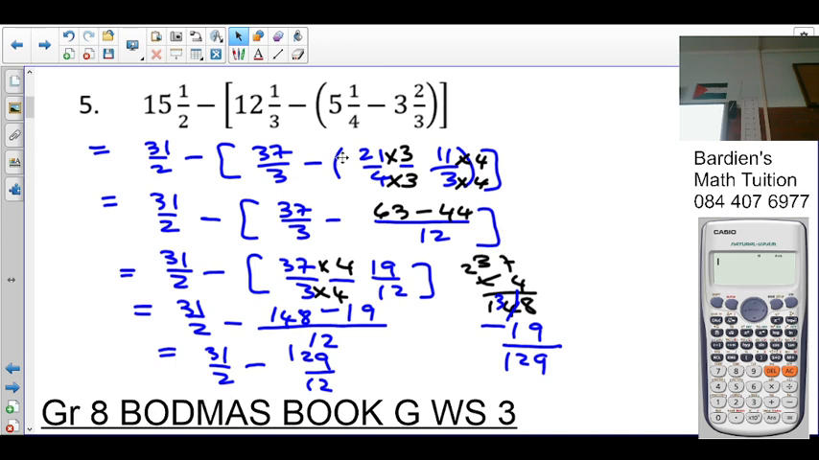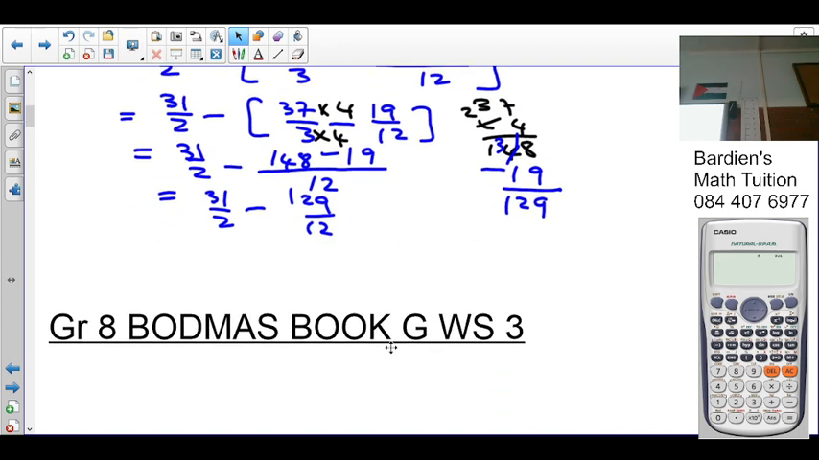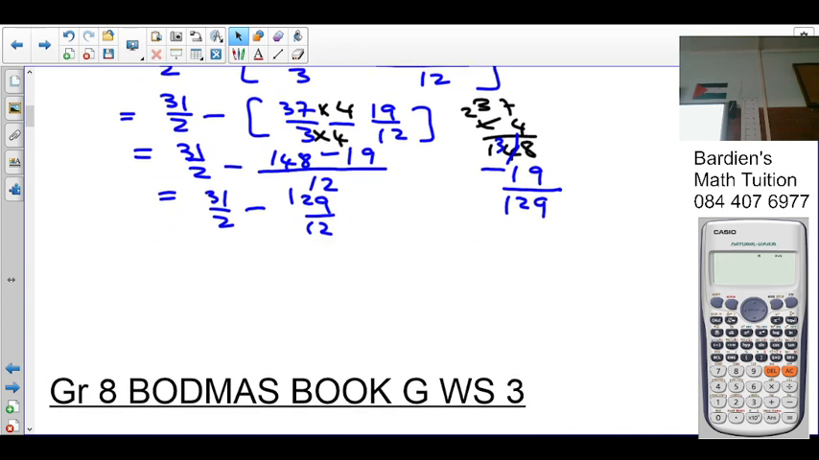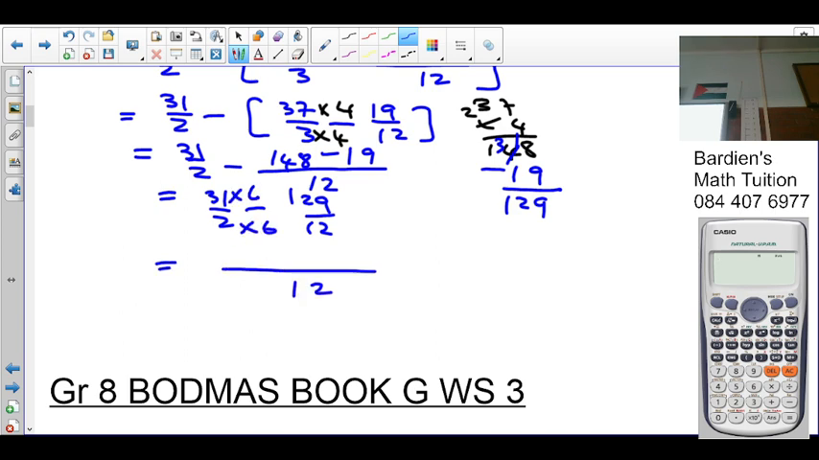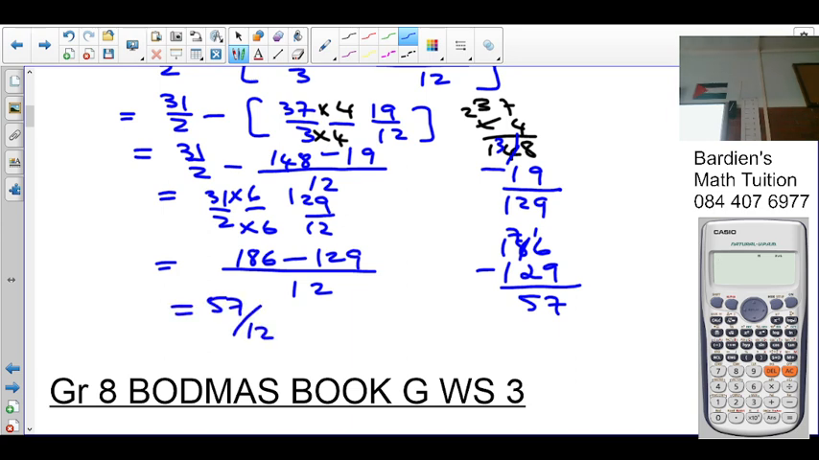Right, so what's my LCM now? 12. So you times by 6. So it's going to be 186 minus 129. So 186 minus 129 is going to give you 57. Gives you 57 over 12. Who got that answer? Okay, good.